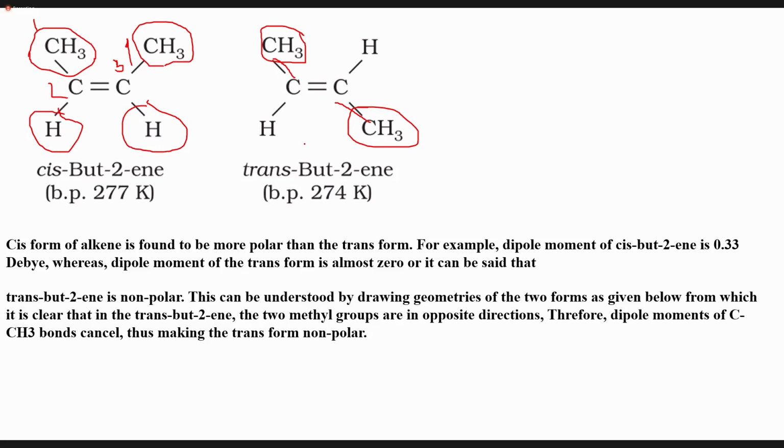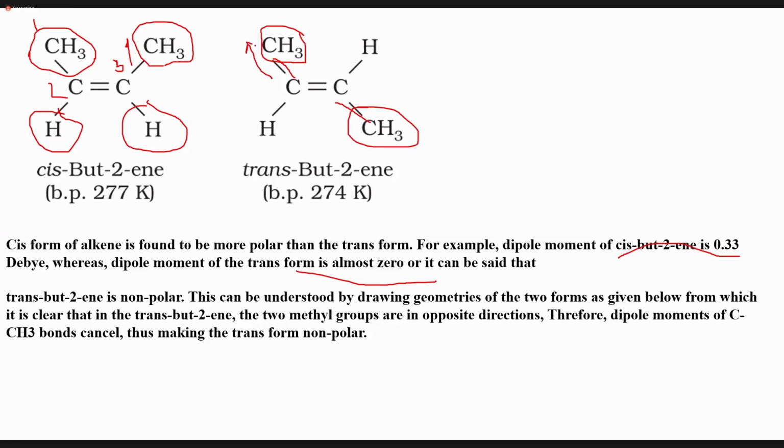In cis-2-butene, the boiling point is much higher compared to trans-butene. The cis form of the alkene is found to be more polar compared to the trans form. For example, the dipole moment of cis-2-butene is 0.33 debye, whereas the dipole moment of the trans form is almost zero, or it can be said that trans-butene is non-polar. Why? I'll show you the example in the next slide.